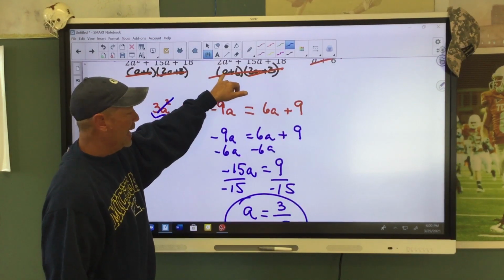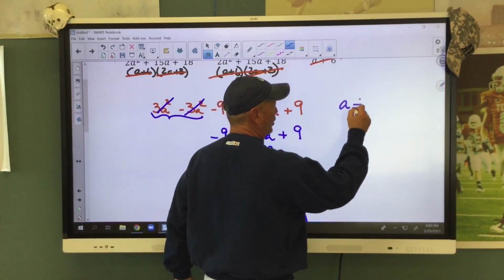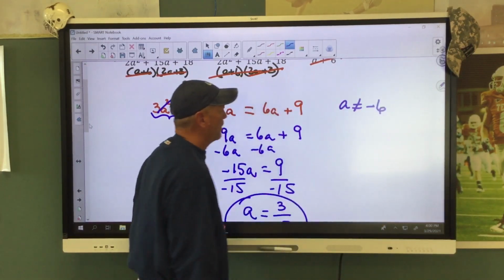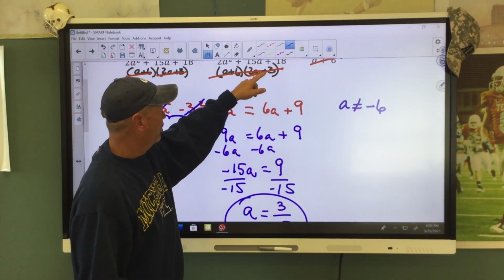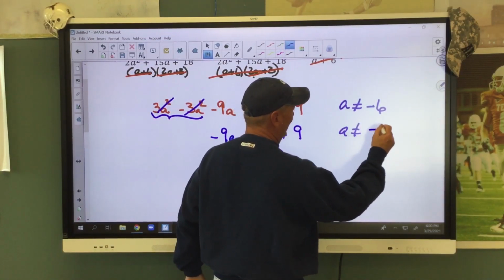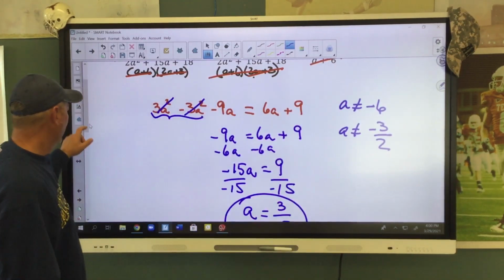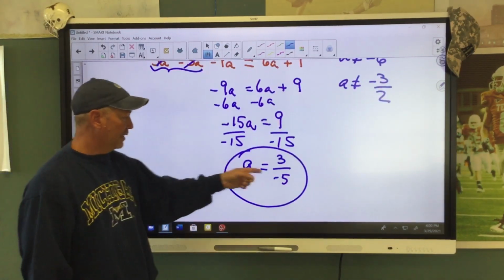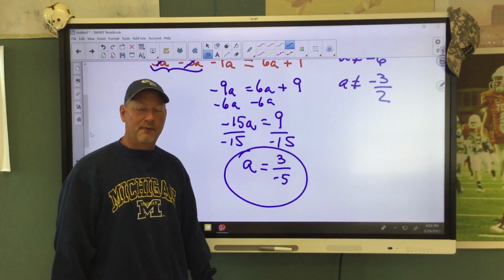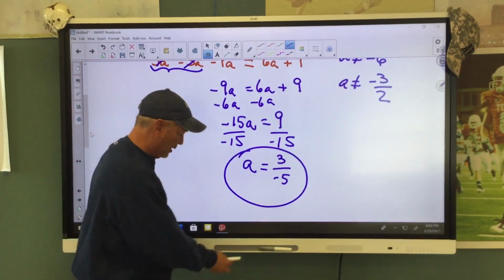There's my answer, but we have to make sure it's a good answer. My factors were A plus 6, so A cannot equal a negative 6. 2A plus 3, A cannot equal a negative 3 over 2, which means this is a good answer. A negative 3/5 is my good answer, okay? So that's what it is.